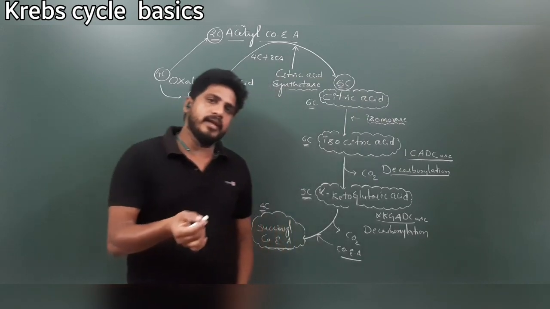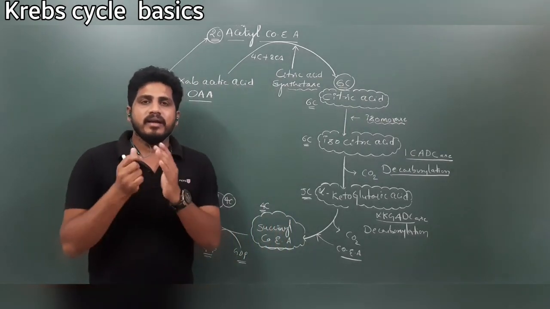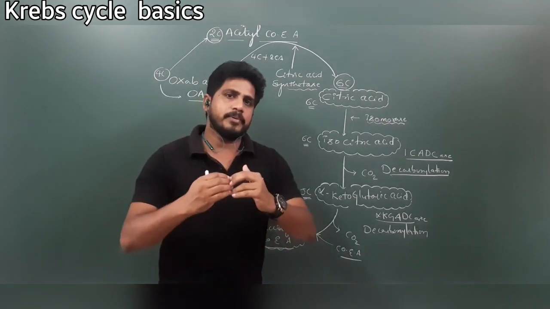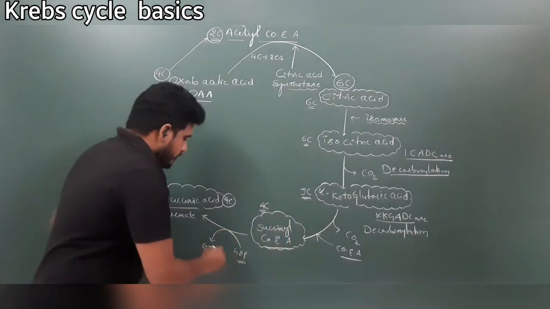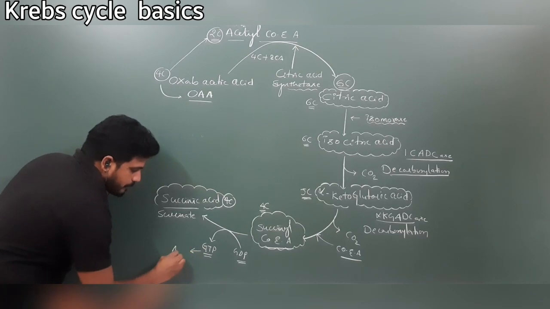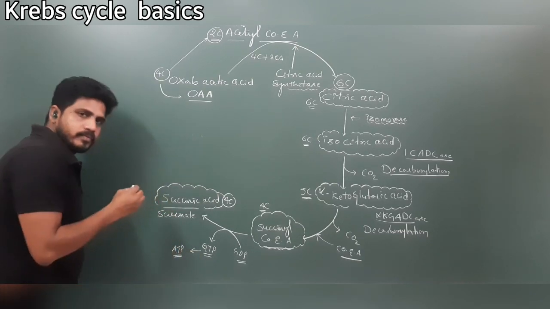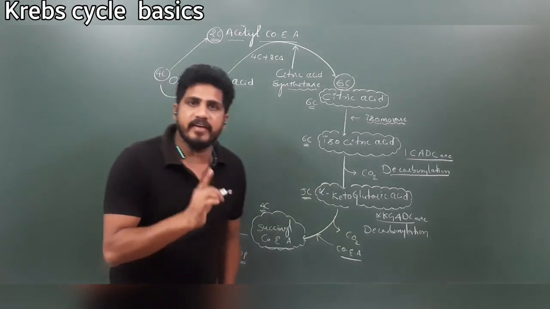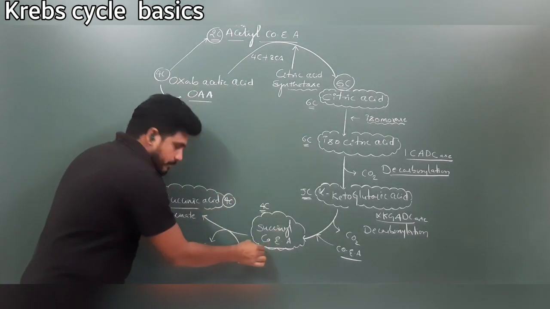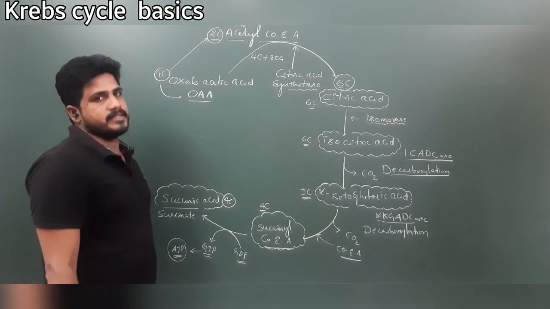You are very familiar with ATP. What is ATP? Adenosine triphosphate. Adenosine triphosphate is a high source of energy. Next, guanine triphosphate. So finally what will happen? This GTP becomes ATP. There is no doubt. So one ATP is indirectly synthesized from the GTP when succinyl coenzyme A converts into succinic acid.